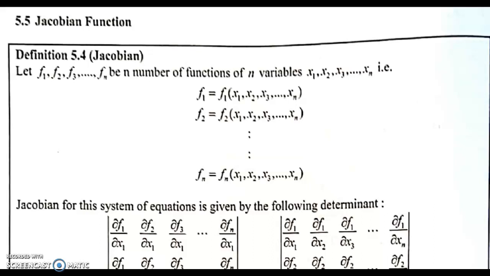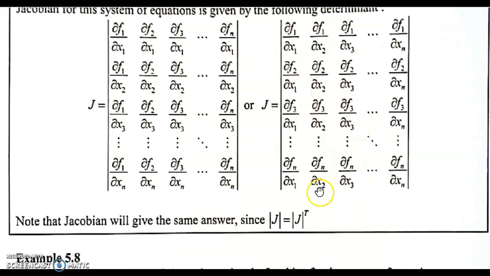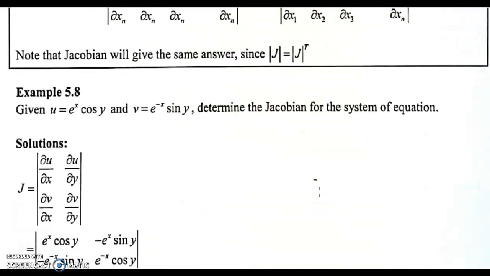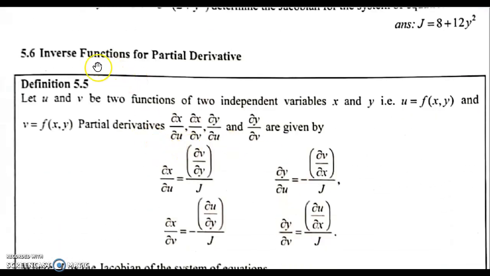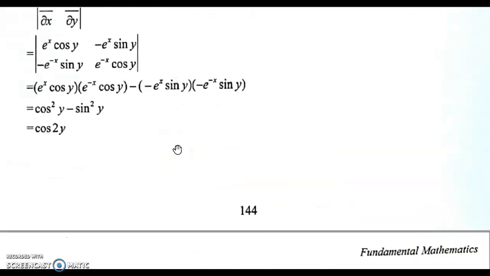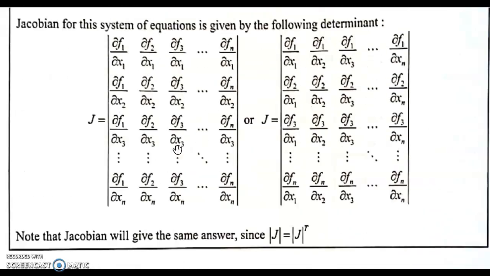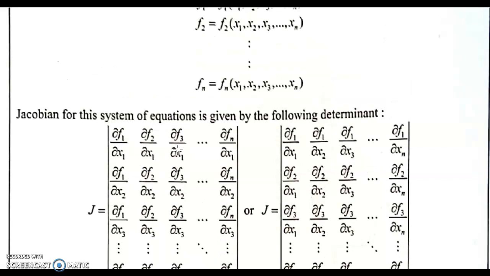Alright guys, in this video we're going to talk about the Jacobian function. The Jacobian function is a function that we are going to later use in finding the inverse of a function. If you have a function that you want to inverse, then as you can see, this is the formula, and part of the formula involves the Jacobian function, denoted as J. So let us learn how to calculate the Jacobian function first.